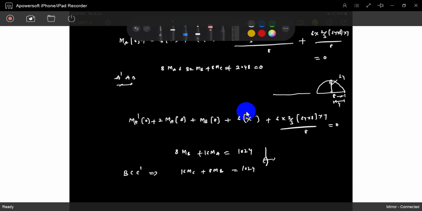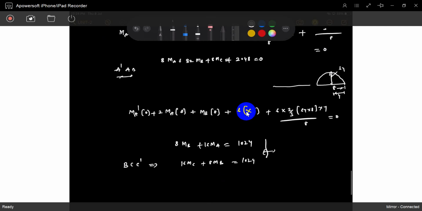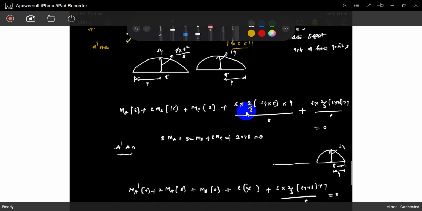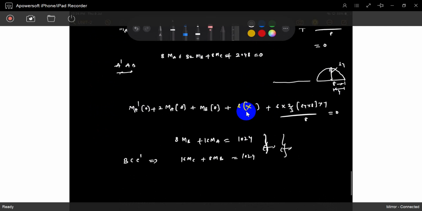Same problem, I make it easy. Without knowing this, you can easily set that MA is equal to MC. By looking at the problem, MA is equal to MC because it's symmetrical. Also, based on these two equations, you will see that MA is equal to MC.